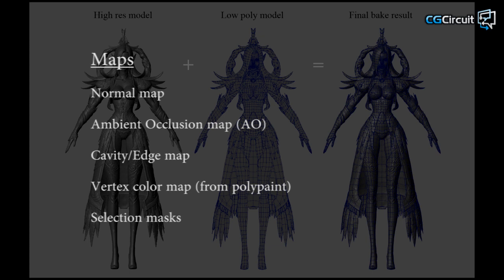There are a few other maps that we will generate ourselves during the texturing stage. Things like specular, gloss, and emissive, but that will be covered in the next volume. For now, let's take a closer look at these maps, why we need them, and how to make them.